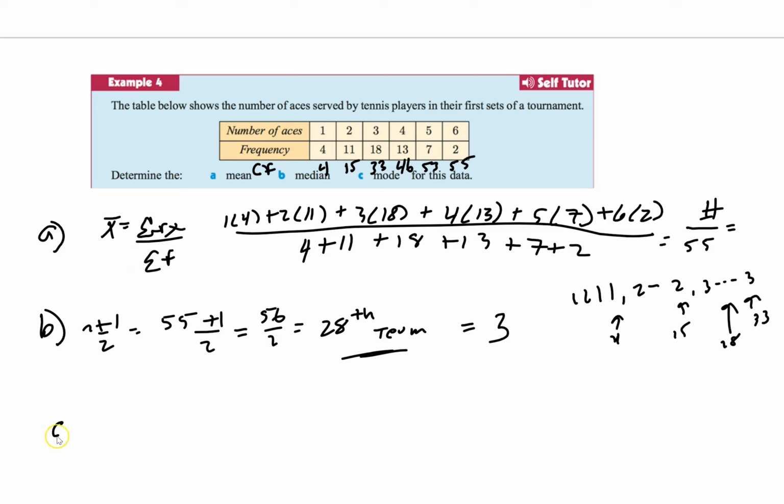And then C here, find the mode. Easiest thing in the world, just look at the one that has the most values, frequencies. That is 3 also. So that's how I do it by hand.